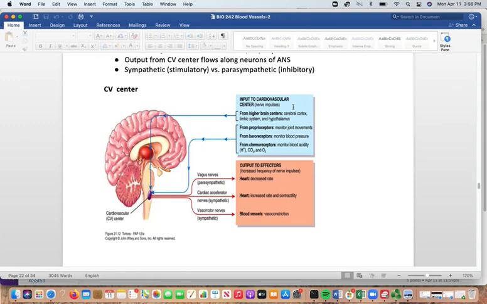So input to the cardiovascular center: higher brain, proprioceptors, they're going to tell you if you're moving around, baroreceptors from the pressure, as well as the chemoreceptors. So those are going to send information into the cardiovascular center. What's going to go out is it can go through the vagus nerve to give parasympathetics to decrease the heart rate. It can go out through the cardiac accelerator nerve to deliver a sympathetic message. That will increase the rate and contractility. And then the vasomotor nerves are sympathetic. They'll constrict the blood vessels.